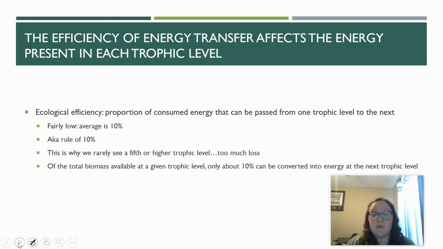The most efficient is to eat at as low a trophic level as possible, which for most organisms will be eating producers, but not all. There are for sure some actual carnivores out there.